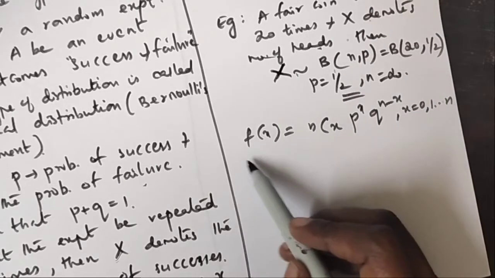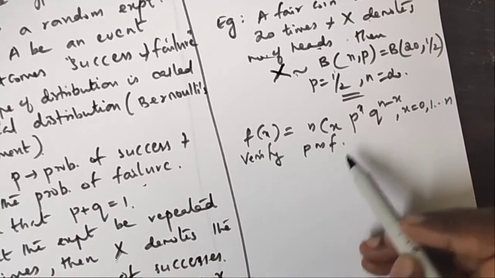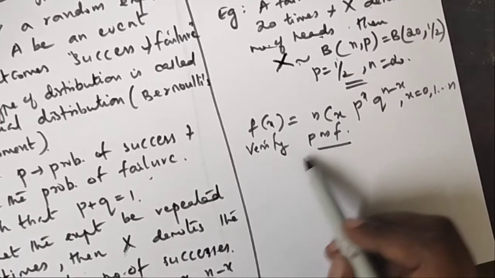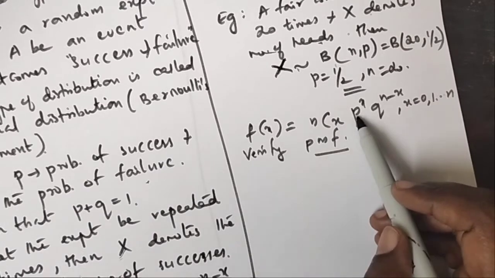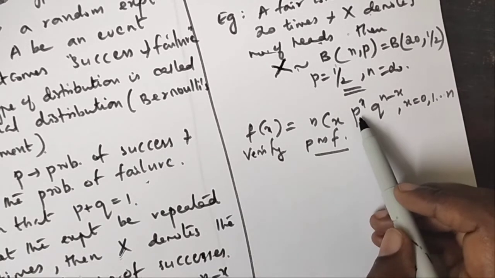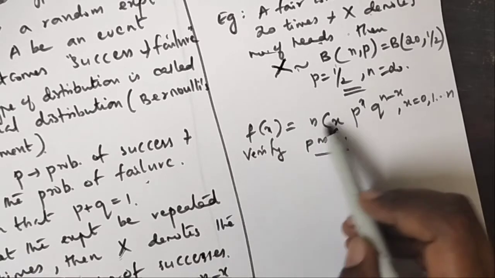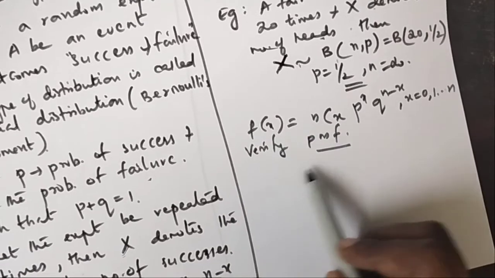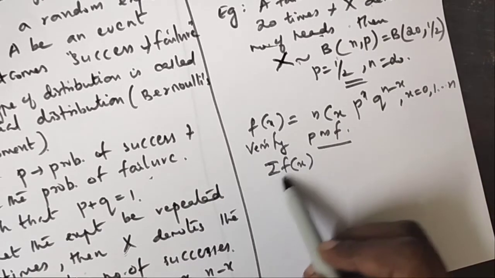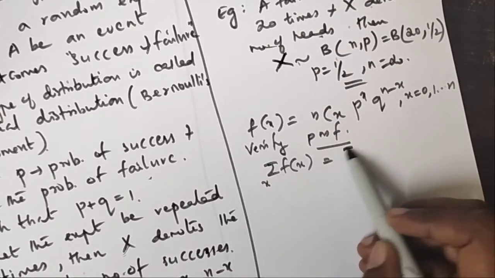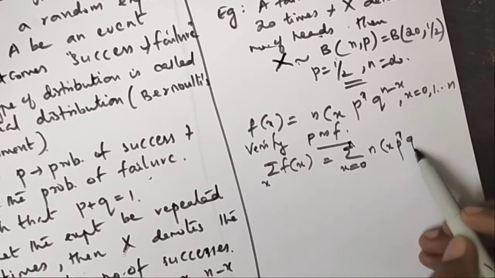We can verify that it is a probability mass function or probability distribution function. What is the property? Since it is a combination of p and q, probability is always positive, greater than 0, and nCx is also a positive number. So f of x is a positive number. And what is the total probability? That is sigma over x of f of x, that is sigma x from 0 to n of nCx p raised to x q raised to n minus x.